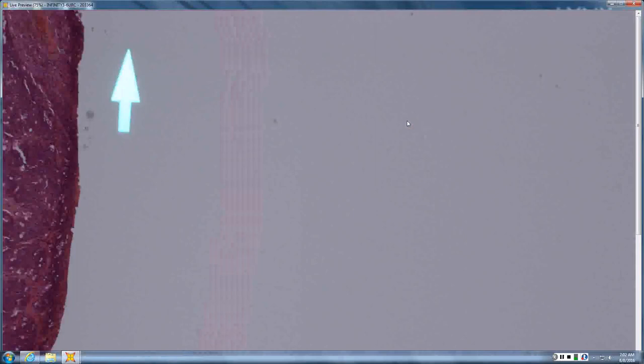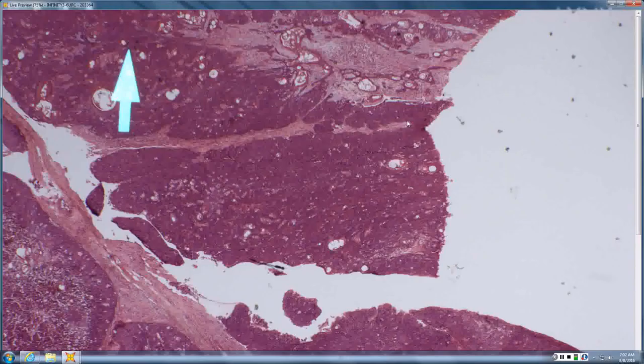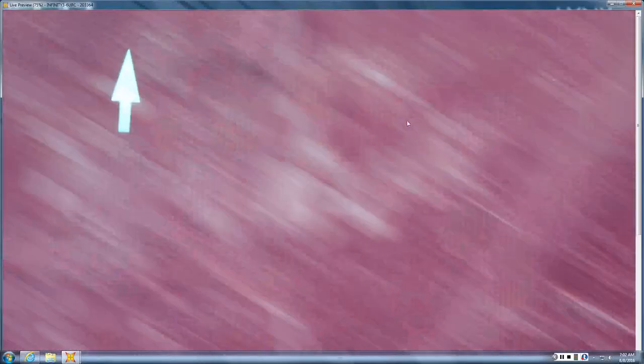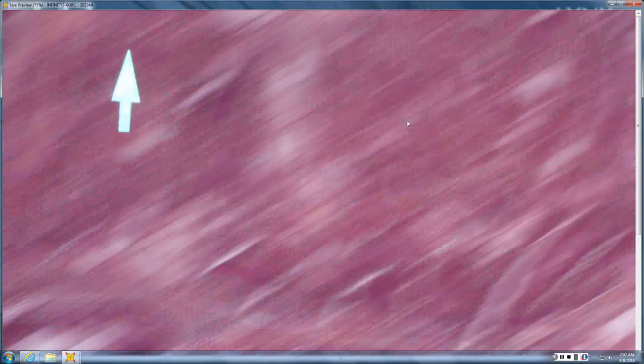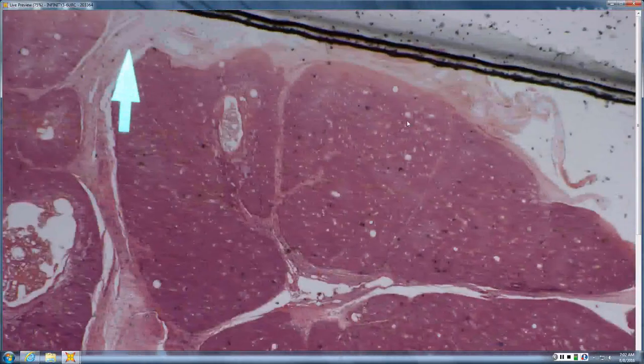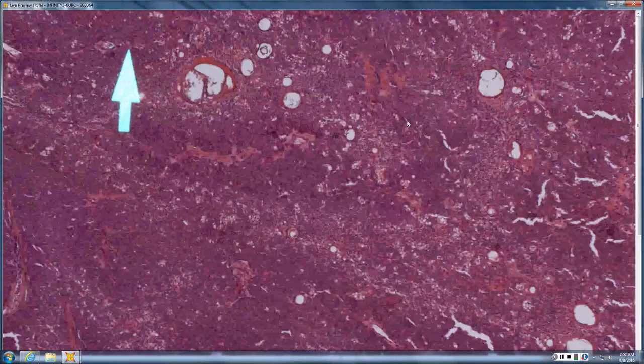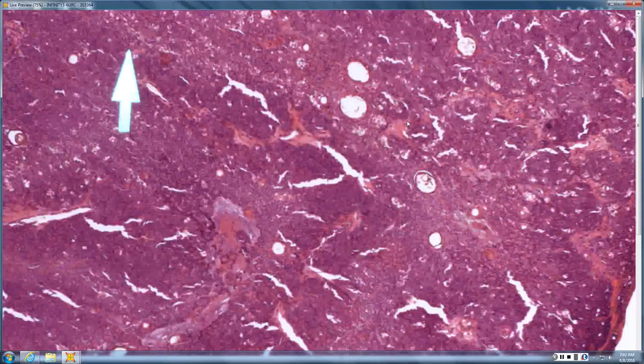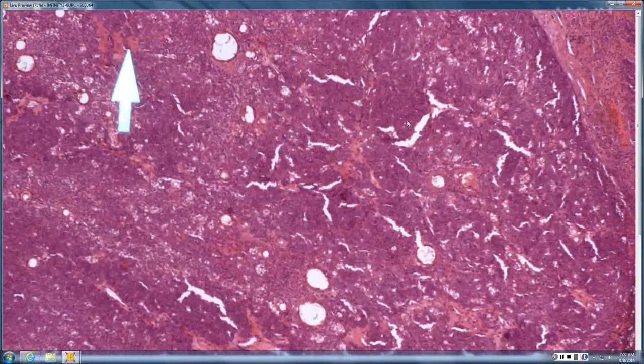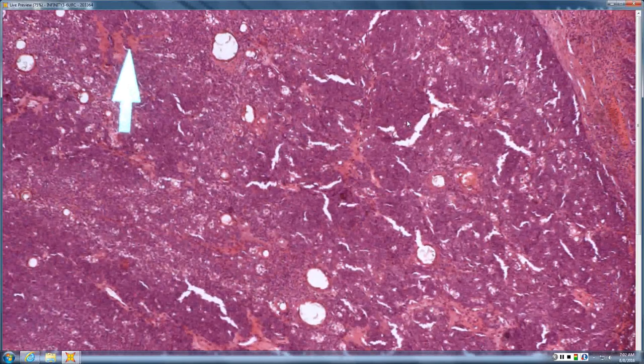All right. So do we think this is good or bad? Bad. So why is it bad? It looks a lot like atypia and disorganization. Okay. So yeah. First of all, low power, it's infiltrative, right?